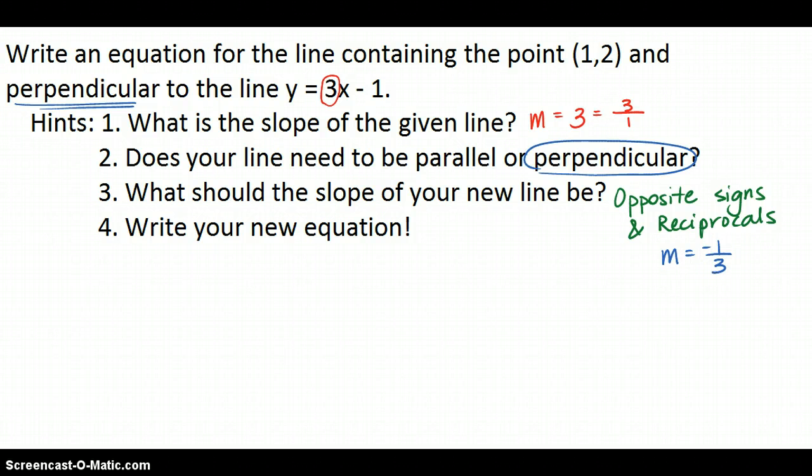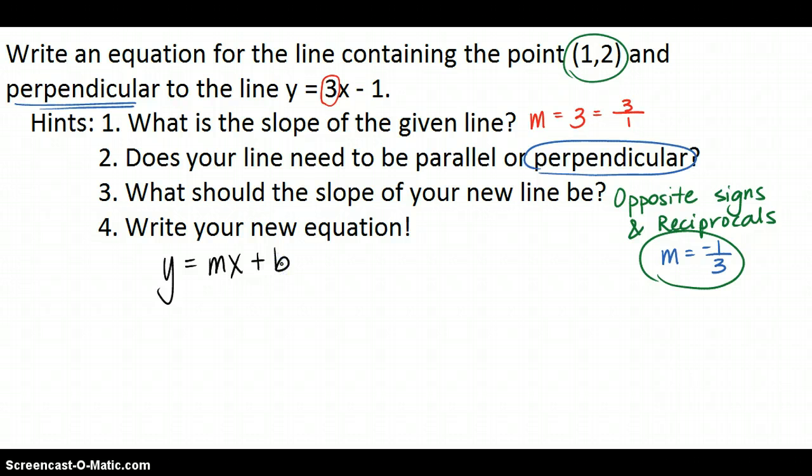Once I have that, I go all the way back to what we did in the very beginning of the first video. I have a point, which is 1, 2. I have a slope, which is negative 1/3, and my job is to write the equation of a line. So we know that we need to find the y-intercept. That's the one piece that we're missing. So to do that, we always start with our slope-intercept formula. So I start with y equals mx plus b.